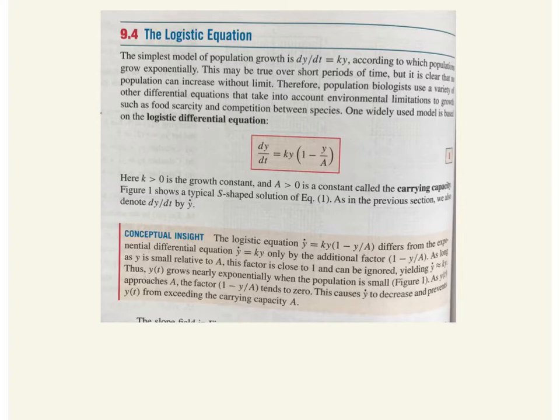Remember, this was new for me as well, but dy over dt can be denoted by that y with the dot above it. So that's going to be really common here. I tend to just replace it with dy over dt because it's something that we've been working with all along.